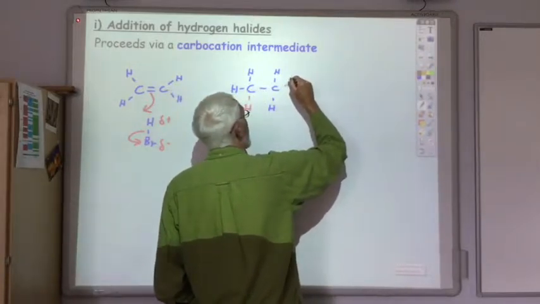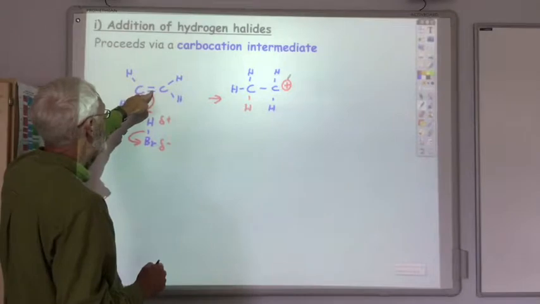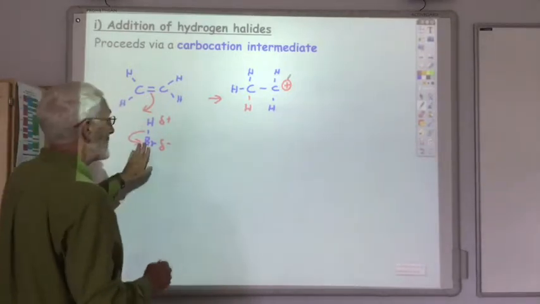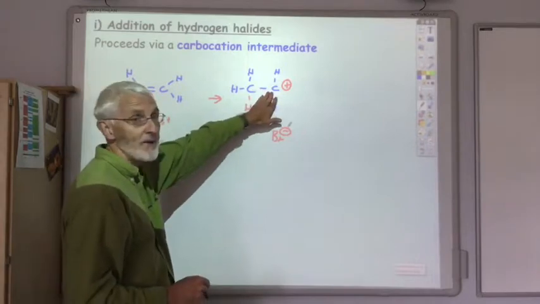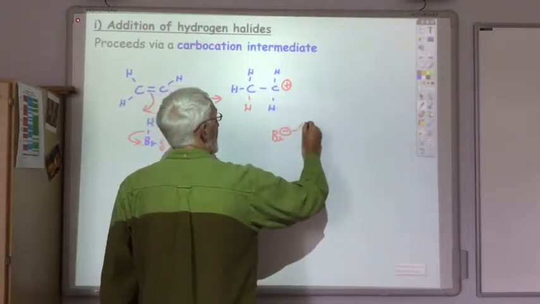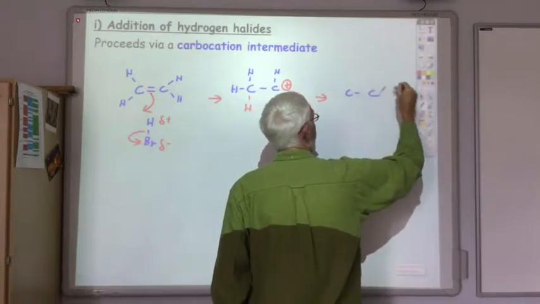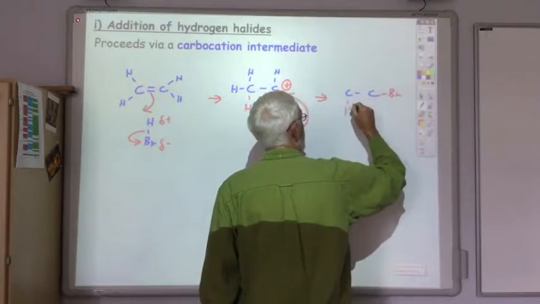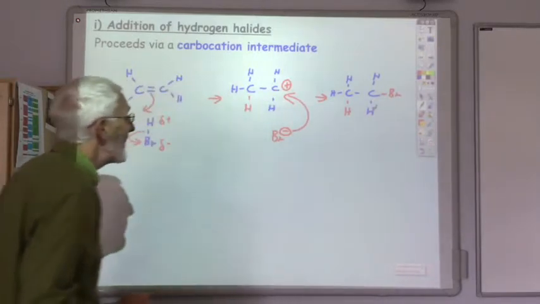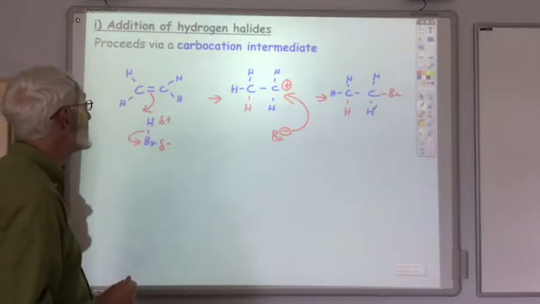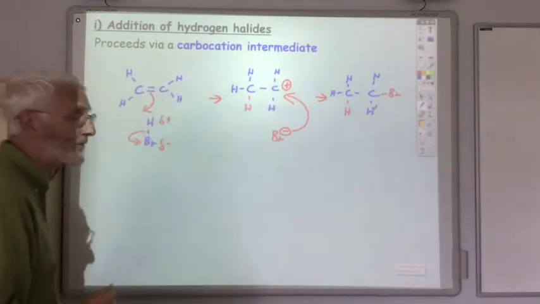This carbon however has now got a positive charge, because the electron it had donated to that carbon-carbon double bond has been lost and has moved over here. And we also have a Br minus. So this is our carbocation intermediate, and the bromide ion then attacks this carbocation to form our product. A bromine added there, a hydrogen added there. So that's the basic mechanism for the addition of hydrogen halides to alkenes. It proceeds via this carbocation intermediate, which is this C+.